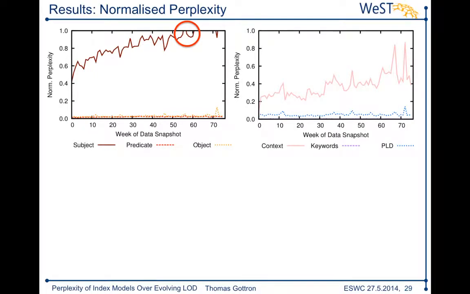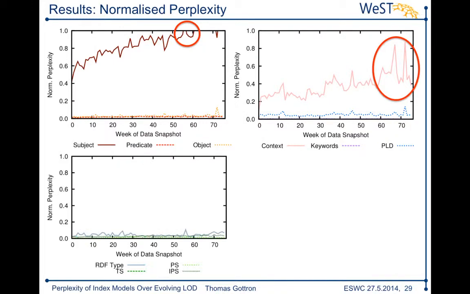Something similar, though not to that extent, is what you can observe on the metadata-based indices. Here the keywords are very stable. You hardly see the line being down there at 0. The pay level domains are also doing quite fine. The context-based indices are not doing that well. There's one particular thing that we observed towards the end, this increase and burst in normalized perplexity. We could point that down to one of the data sources, which at around week 60 all of a sudden started to produce much more data and contribute many more triples to the data set. And that is what you observe here as the increase in perplexity.